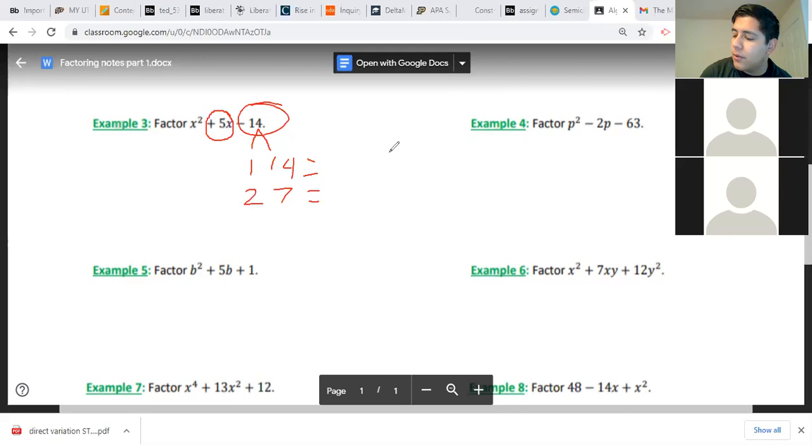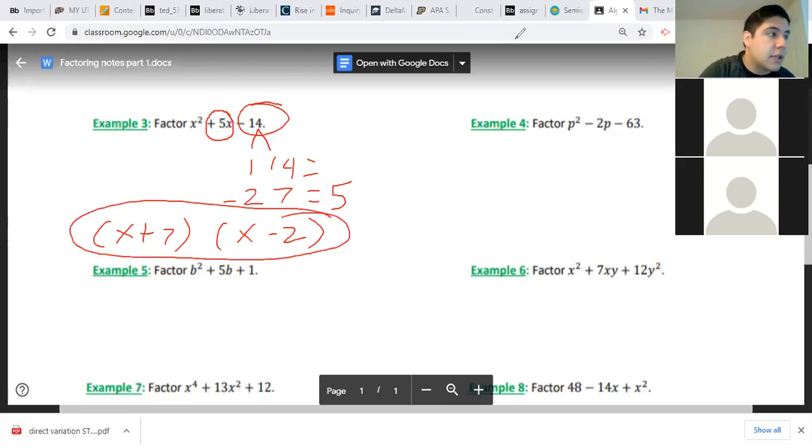Now we need to decide which number we are going to make negative. It would be the 2. And here's why: negative 2 times 7 gives us negative 14. We multiply those two, and we got that. But if we add them, 7 plus negative 2, or 7 minus 2, gives us a positive 5. So we're going to write this as x plus 7, x minus 2. And that's our answer.